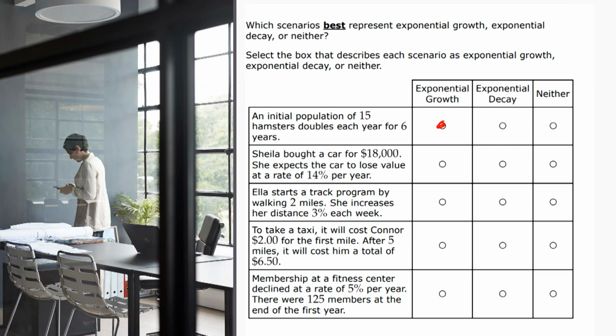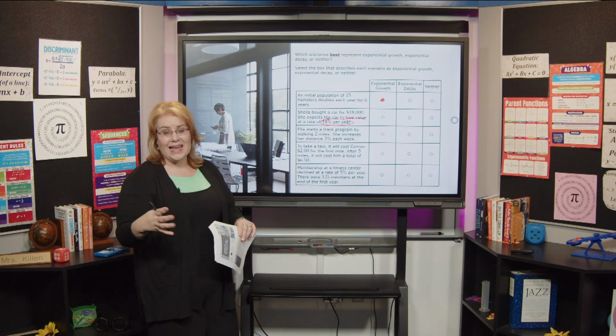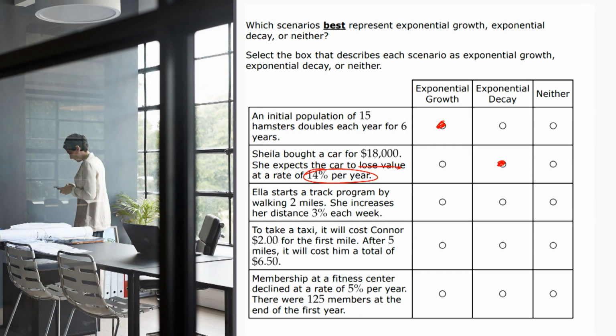Sheila bought a car for $18,000. She expects the car to lose value at a rate of 14% per year. So if I lose value, that means my amount is what? It's falling or decaying. Good job. Ella starts a track program by walking 2 miles. She increases her distance 3% each week. She increases, or she grows her percent of 3 each week, so it's going to be a growth.